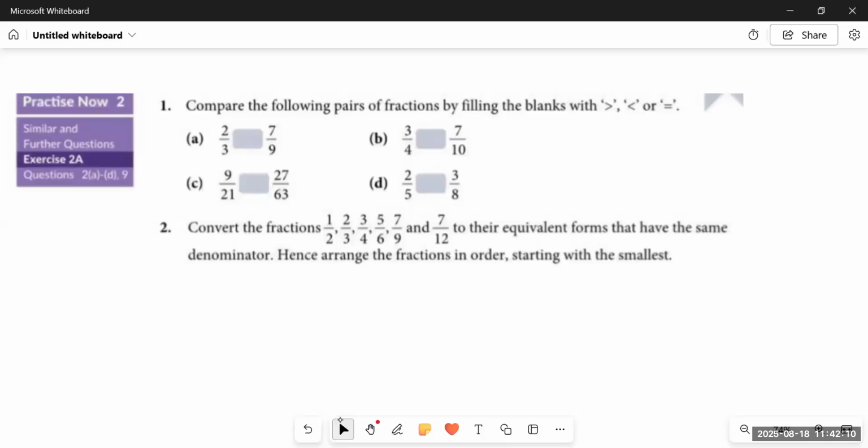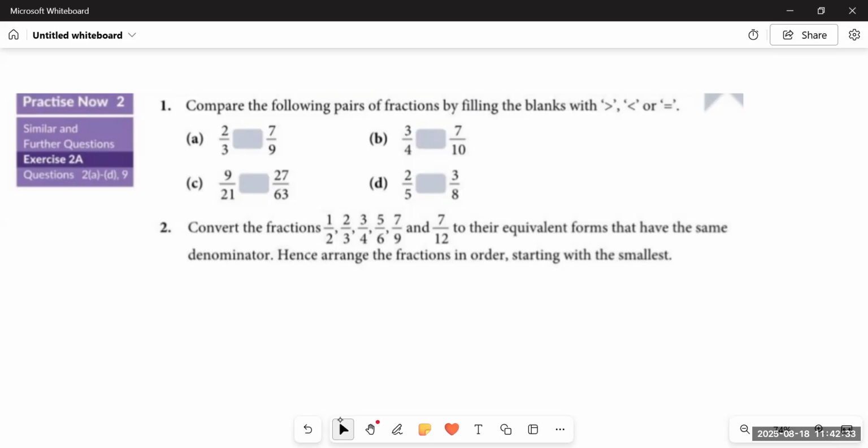Now comes practice now 2 on page number 26. Students, you will find that this question says, compare the following pairs of fractions by filling the blanks greater than or smaller than or equals to sign. Here we are provided with two fractions in each of the parts A to D, and we just have to compare the two fractions. And what is the recipe to compare two fractions?